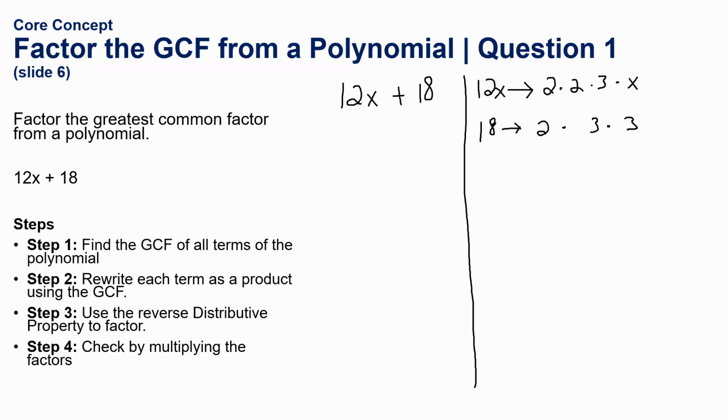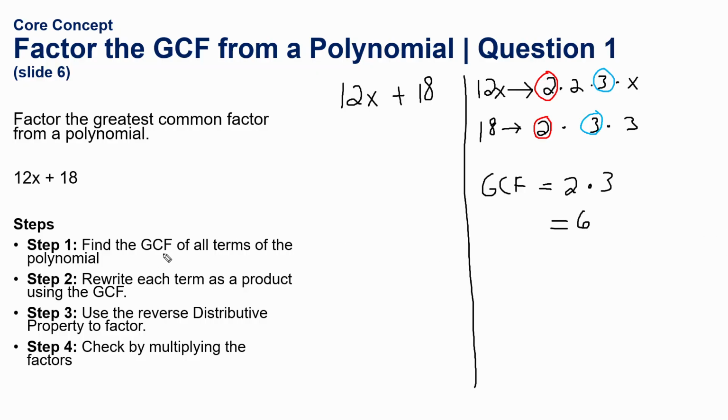So now let's go ahead and combine the common numbers. So we see that we have a 2 and a 2 here to start. And we also have a 3 and a 3 to start. This 2 and this 3 are not covered, and the x isn't as well. So our greatest common factor for this one then is going to be equal to 2 times 3, which is equal to 6.